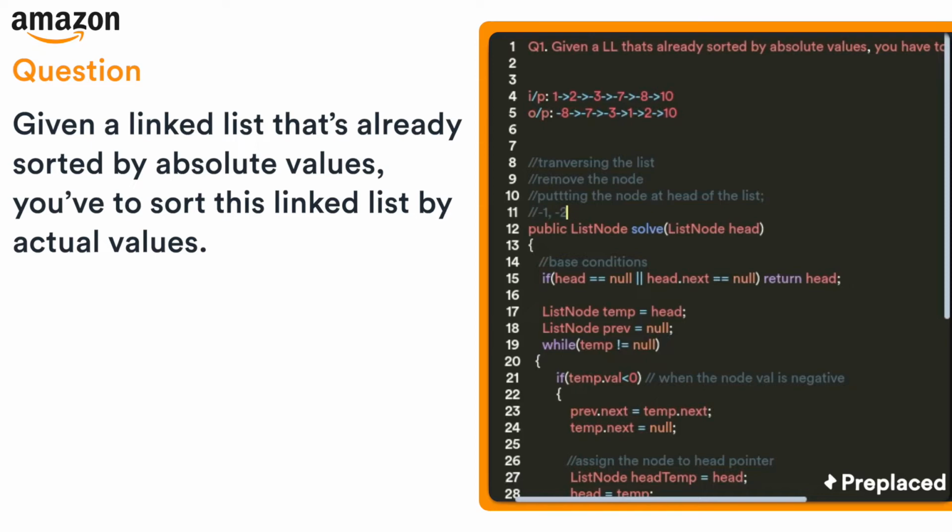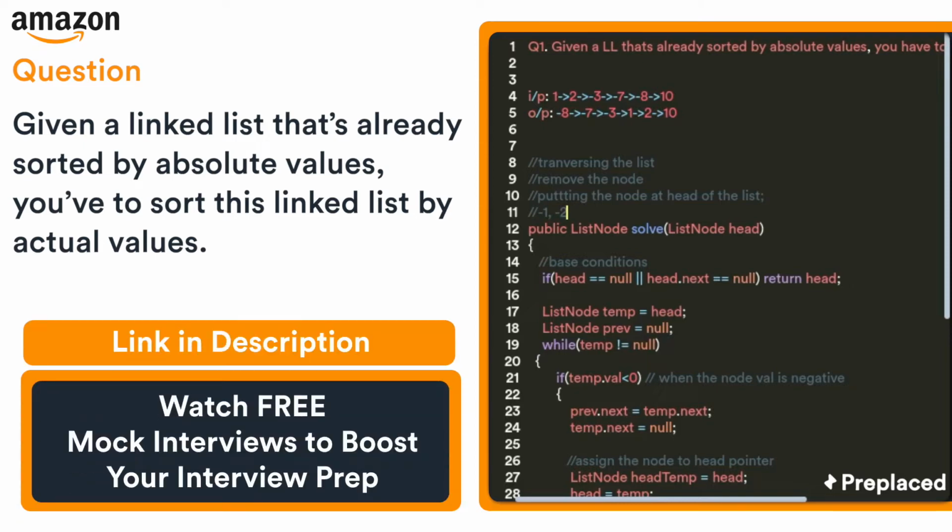Let's say your first value is negative, right? Yes. So your temporary is not null. You will get to line number 21. If temporary dot value is less than 0, it is less than 0, right? Yes. Now, previous dot next, line number 23. That would create a null pointer exception. Why?